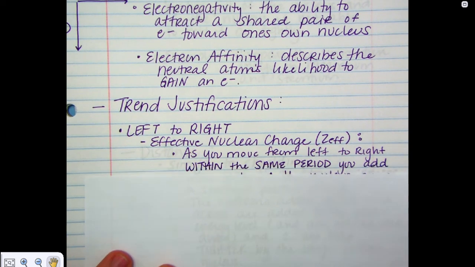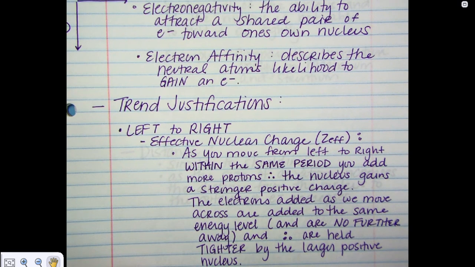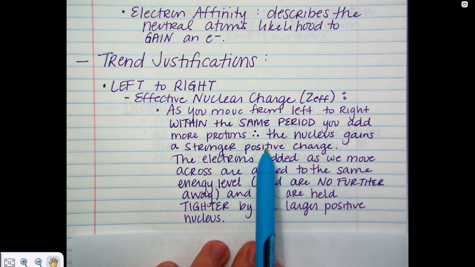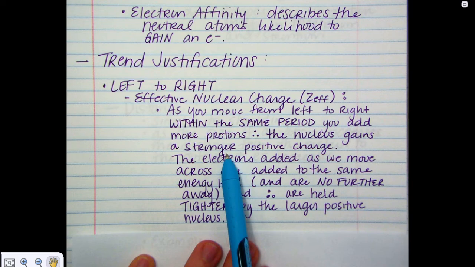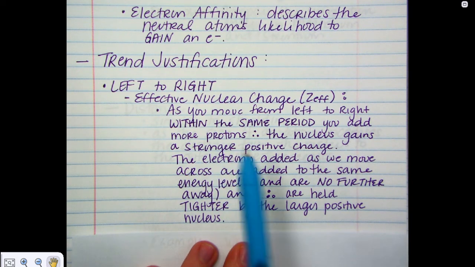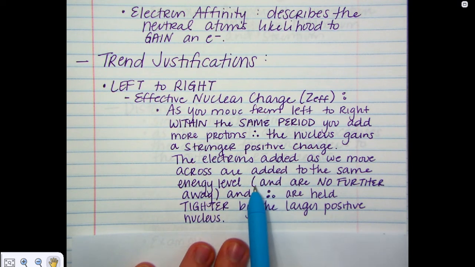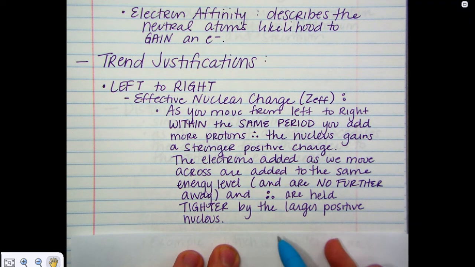So what ZEF tells us is, as we move from left to right within the same period, we add more protons. Okay. Therefore, the nucleus gains a stronger positive charge. So the positive pull from the nucleus increases. The electrons are added also as we move across, but they're added to the same energy level. They are no further away. And because now the nucleus is getting bigger, it's able to hold them in more closely, more tightly.